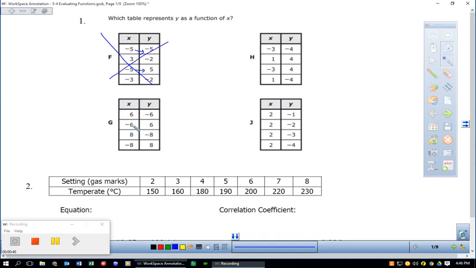G. Let's see. 6 goes to -6. -6 goes to 6. No problem there. That x still has one y. 8 goes to -8. -8 goes to 8. There are no issues here. So I'm going to hold on to that one and check out h.